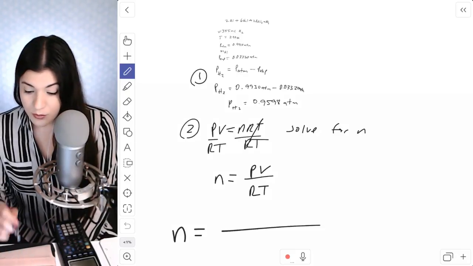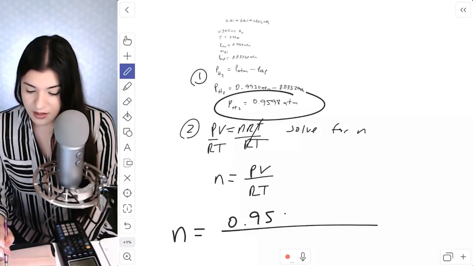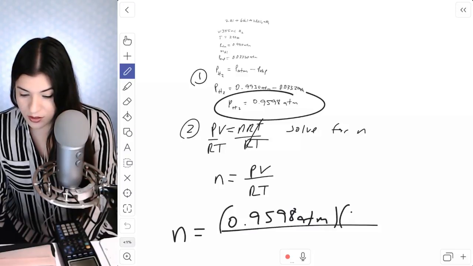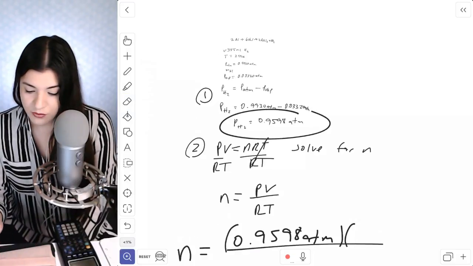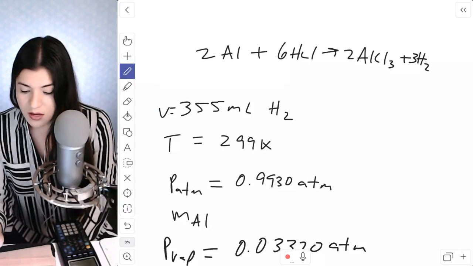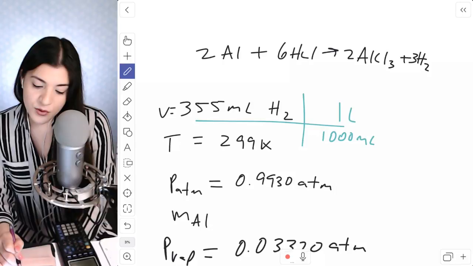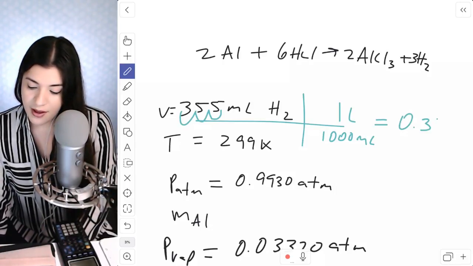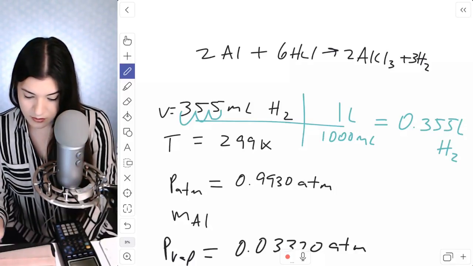So n is equal to our new pressure that we found, 0.9598 atmospheres. Our volume was not in the correct unit, so let me go back and change that to liters. We have milliliters, and I want that in liters, so all I have to do is divide by 1,000, which moves the decimal place over 1, 2, 3. This gives us 0.355 liters of H2.